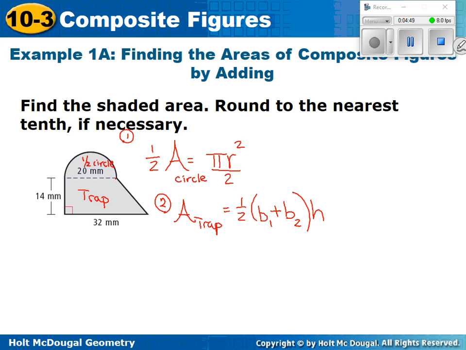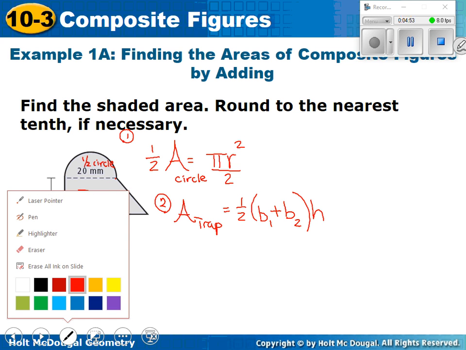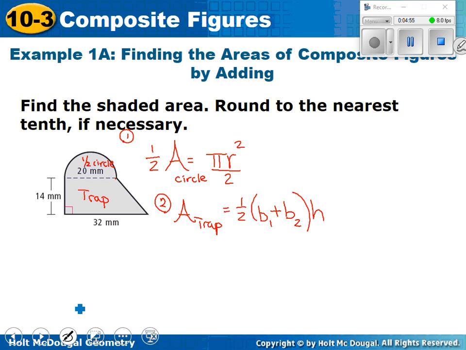So what is this 20 millimeters giving me in the picture? Diameter. And how do we find the radius for a half a circle? Divide by 2. So the diameter is 20, which means the radius is 10. So we're going to go over here and plug that in, and we have pi times 10 squared. And then we're going to divide that by 2 because we only want half of our circle.